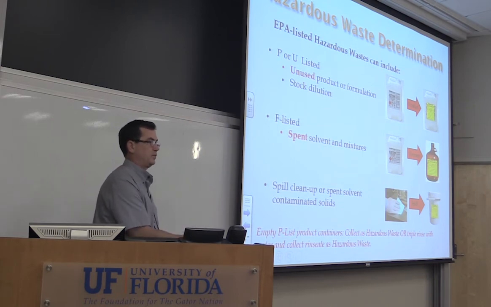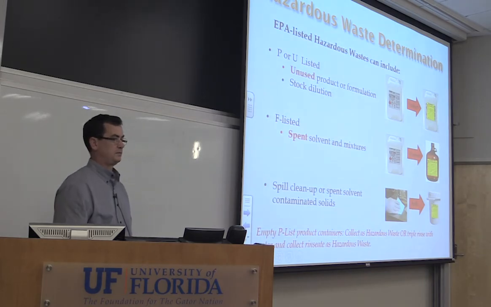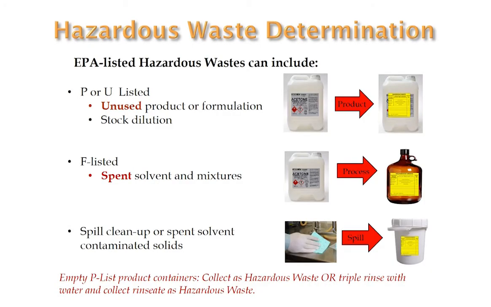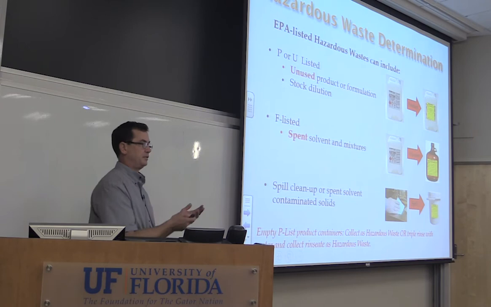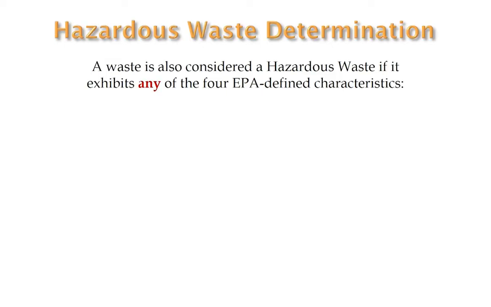If I contaminate something with my spent solvent, that whole mixture becomes hazardous waste. So listed wastes are either byproducts, processed spent solvents, or mixtures, including spills or things that absorbed or were contaminated with those materials. Now, beyond the list, because there's only so many chemicals that are listed and it only includes spent solvents or those mixtures, EPA added characteristics to capture a lot of other things that might become hazardous waste.